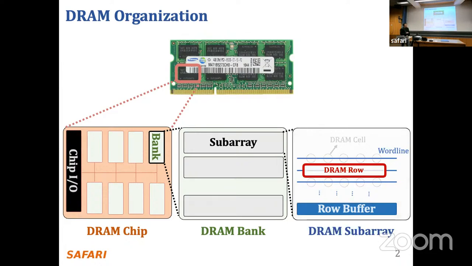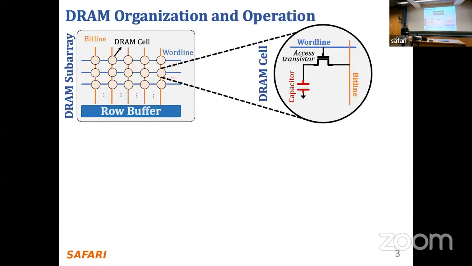These cells are accessed at DRAM row granularity, and to access a DRAM row, you need to drive this word line with some high voltage. Once you assert a word line by driving it with high voltage, these bit lines connect each DRAM cell to the row buffer structure over there.